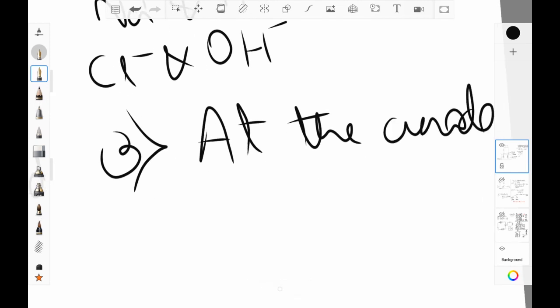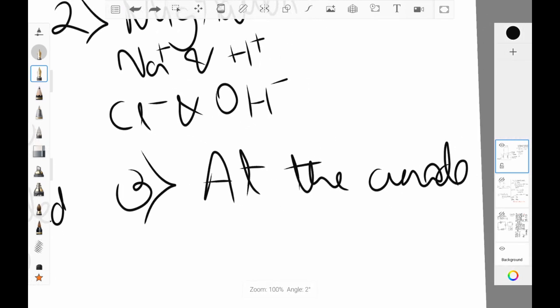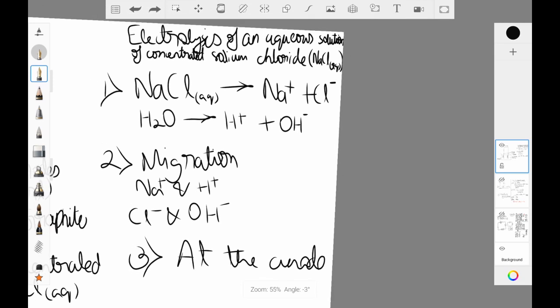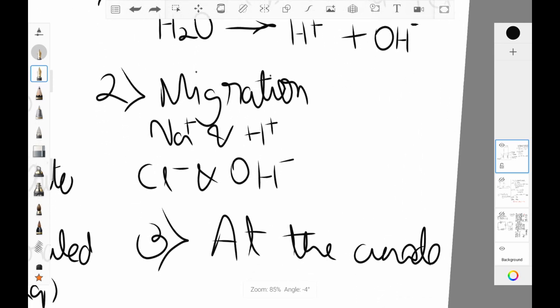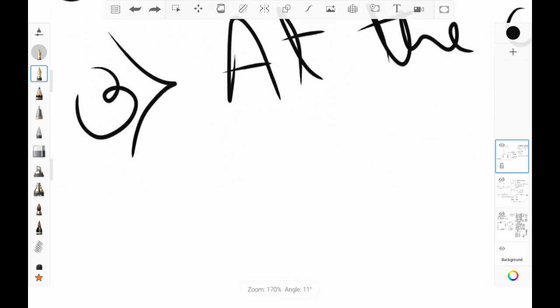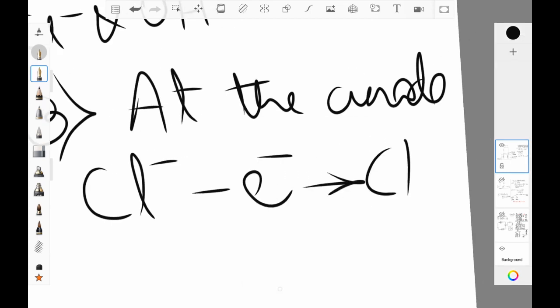At the anode. So remember, these two go to the anode. So between these two, number 1, we need to identify, is this a halide solution? The answer is yes, due to the presence of the chloride ion. Number 2, is it concentrated or dilute? The question says that it's concentrated. And because it's concentrated, the chloride ion will discharge. So you have Cl minus electron, which gives you chlorine.